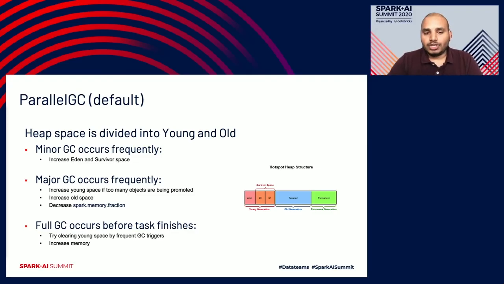If you're noticing frequent major garbage collection, increase young space so that not as many objects are being promoted to old. Or you can try decreasing old space, or increasing old space, or try decreasing the property called Spark memory fraction that tells Spark how soon it can evict data frames from cache. Usually, it's not a good idea if you have long surviving data frames that are pending reuse. And lastly, if you're noticing full GC, there's not many things you can do here other than increasing memory or trying to increase your young space.